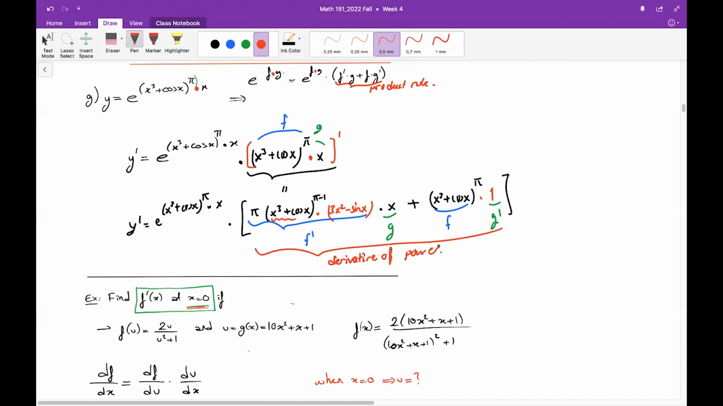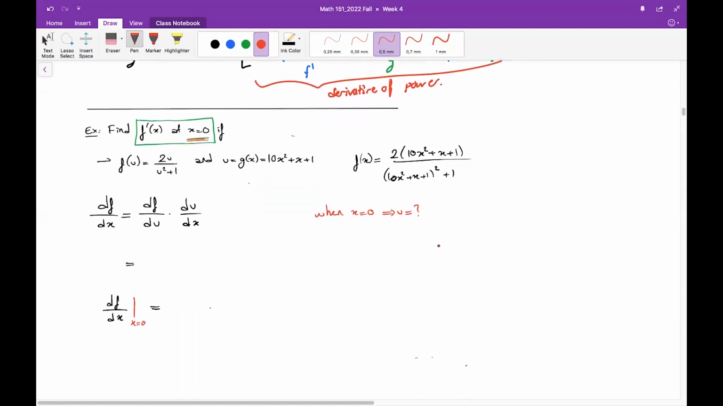Okay, so let's move on. Here is another nice exercise for us. Some information is given. It is given that we want to find the first derivative of the function at x equals 0, if we have this, where u is given like that. You see?